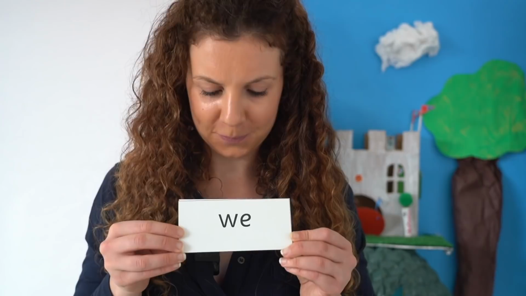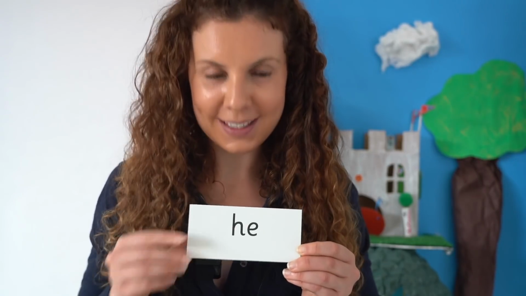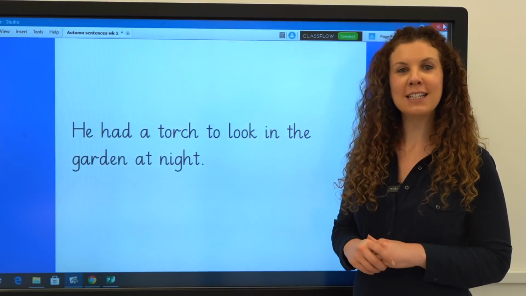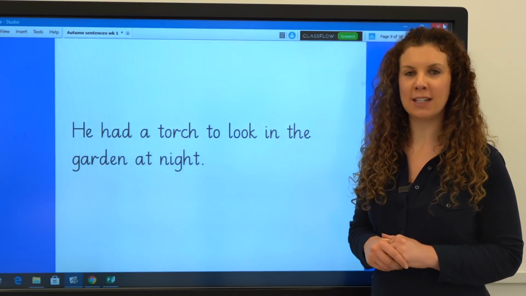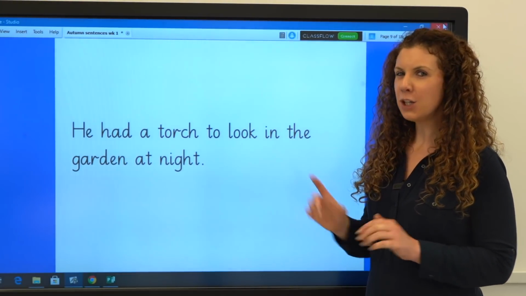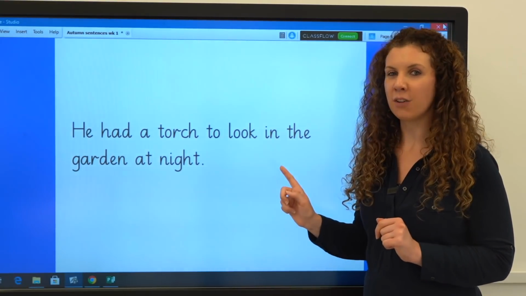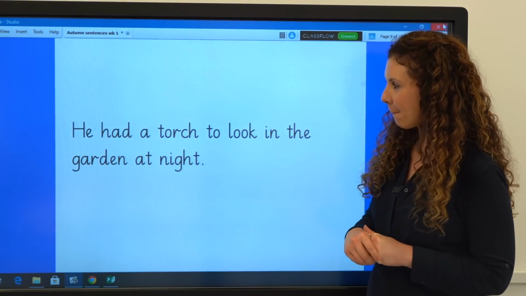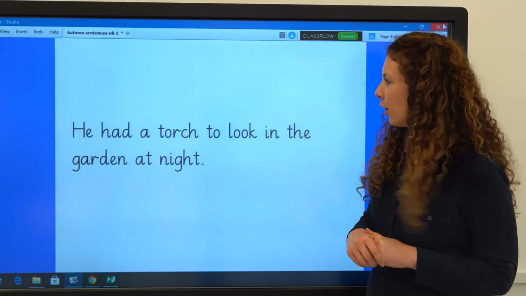Okay, now let's read them together. Ready? We, he. Did you get them right? Well done. Let's read a sentence with graphemes we already know. Can you see any words with digraphs or trigraphs? Have a good look.